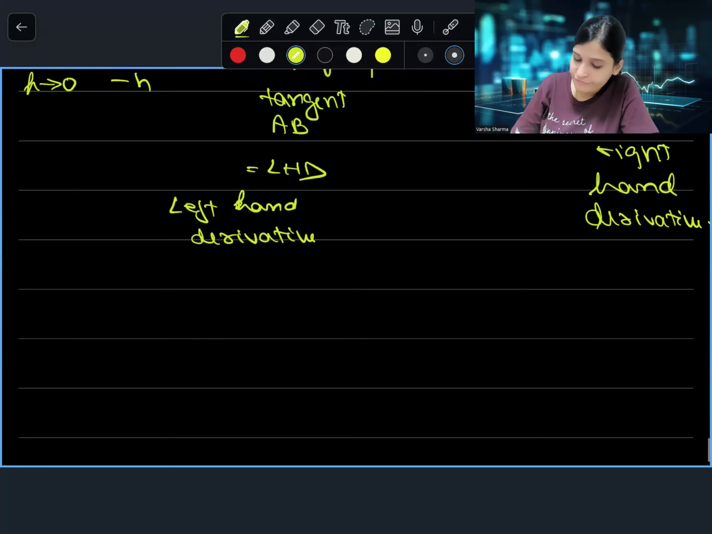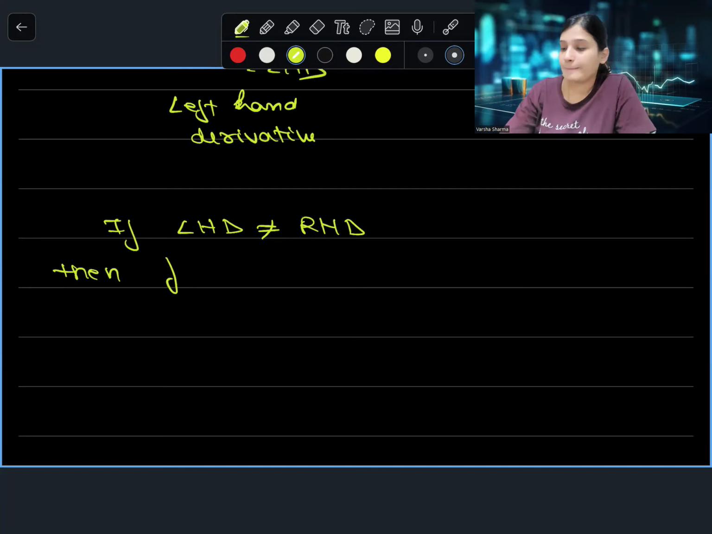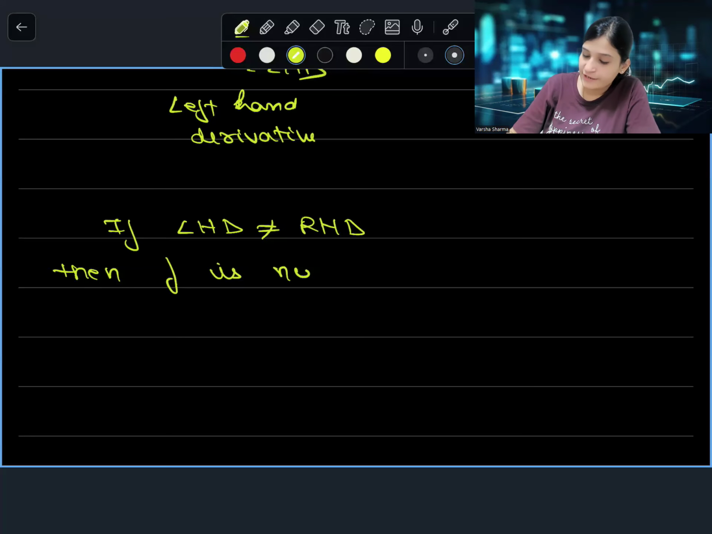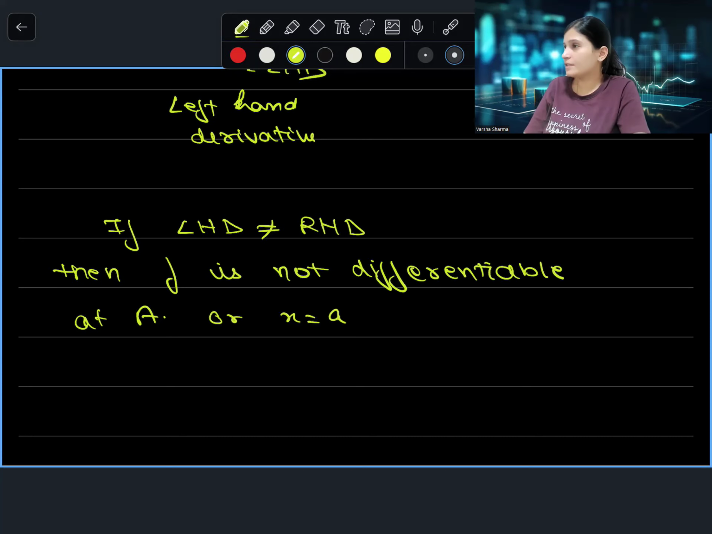If LHD is not equal to RHD, there are two different values. Then what will I conclude? F is not differentiable at the point A, or x equal to A.